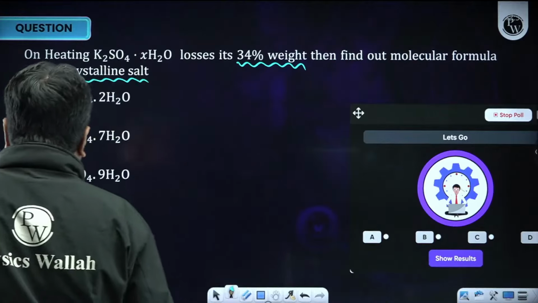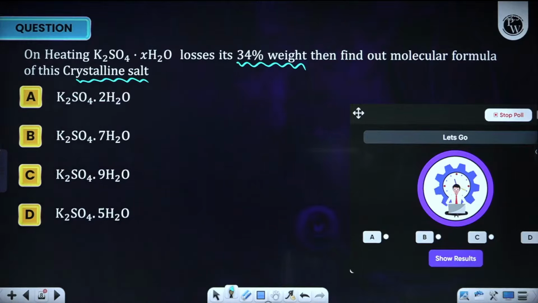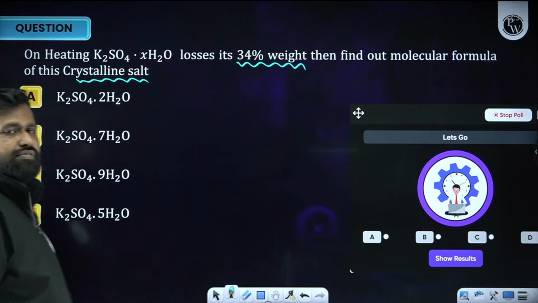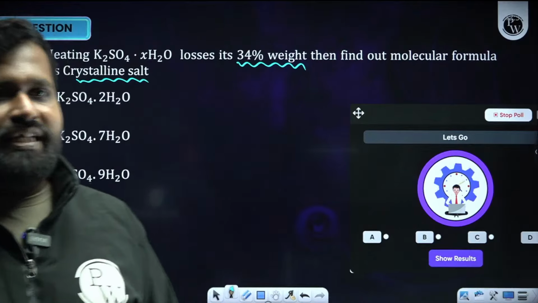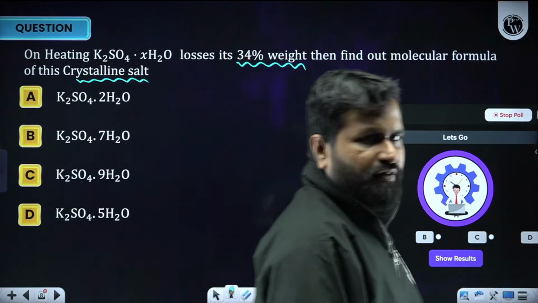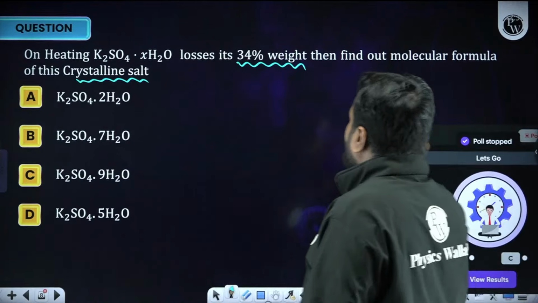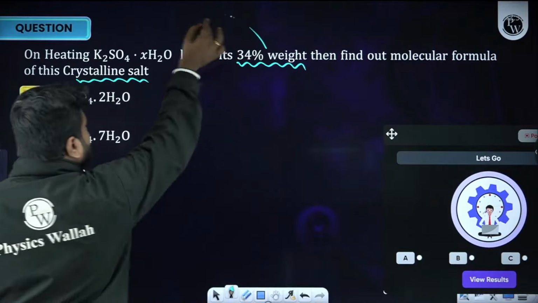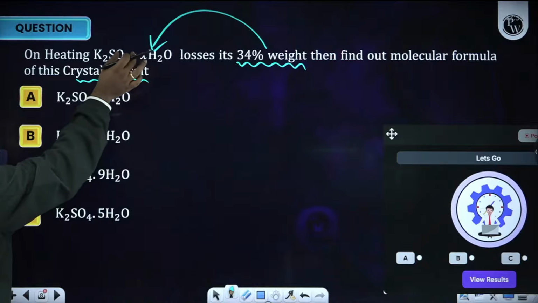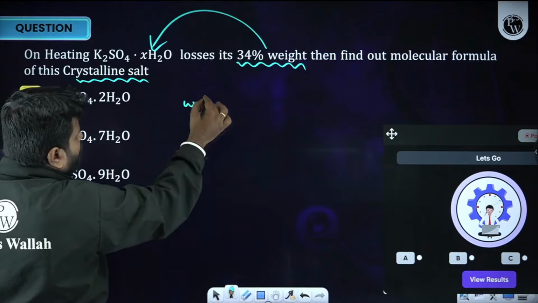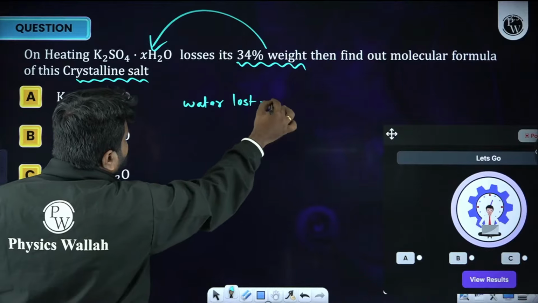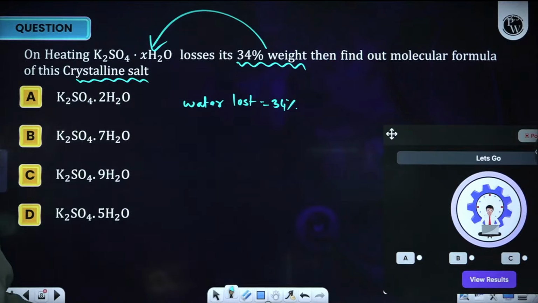How is one person getting A, one person getting D, and the others? Everybody, so what is the correct answer? We need to cross check. 34 percentage weight being lost means that 34 percentage is what exactly? X moles of water, right? Usually only water will evaporate. Water lost is 34 percentage. Now which option will give 34 percentage?